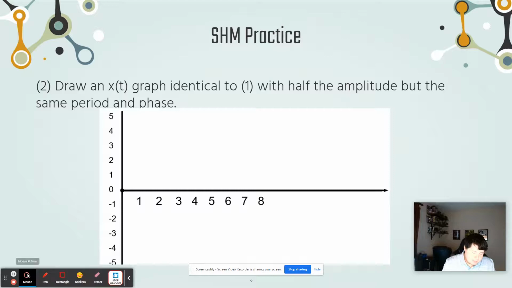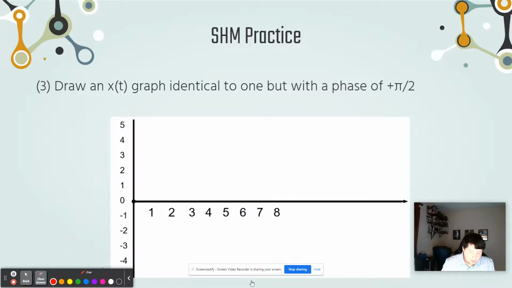And then our last problem to take a look at is what would we do if we had to do the same one as the first one, but now with a phase of pi over 2? Well, it might be helpful. I'll go ahead and redraw the first wave that we did. So that was that one there. And then I'm going to draw the one with the phase of pi over 2 in blue.